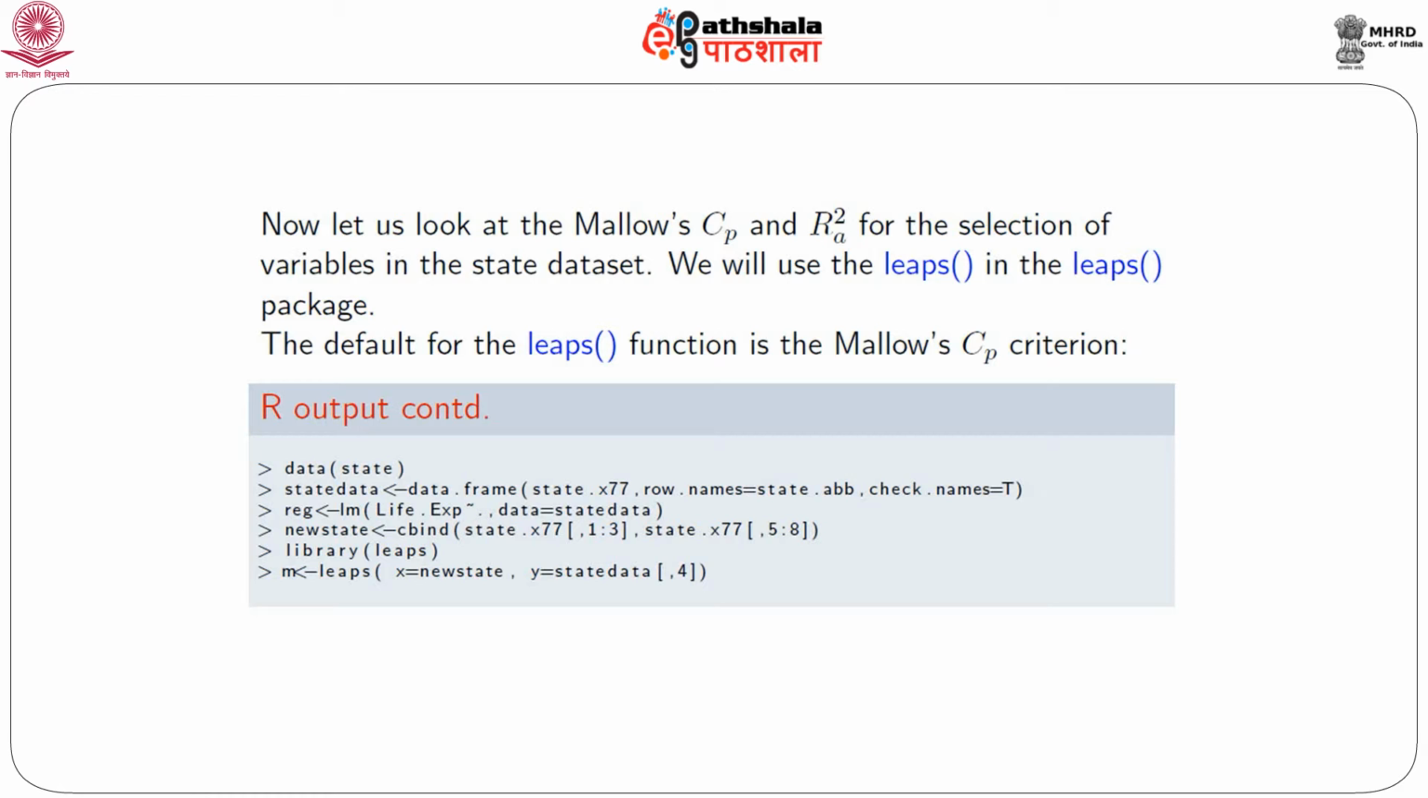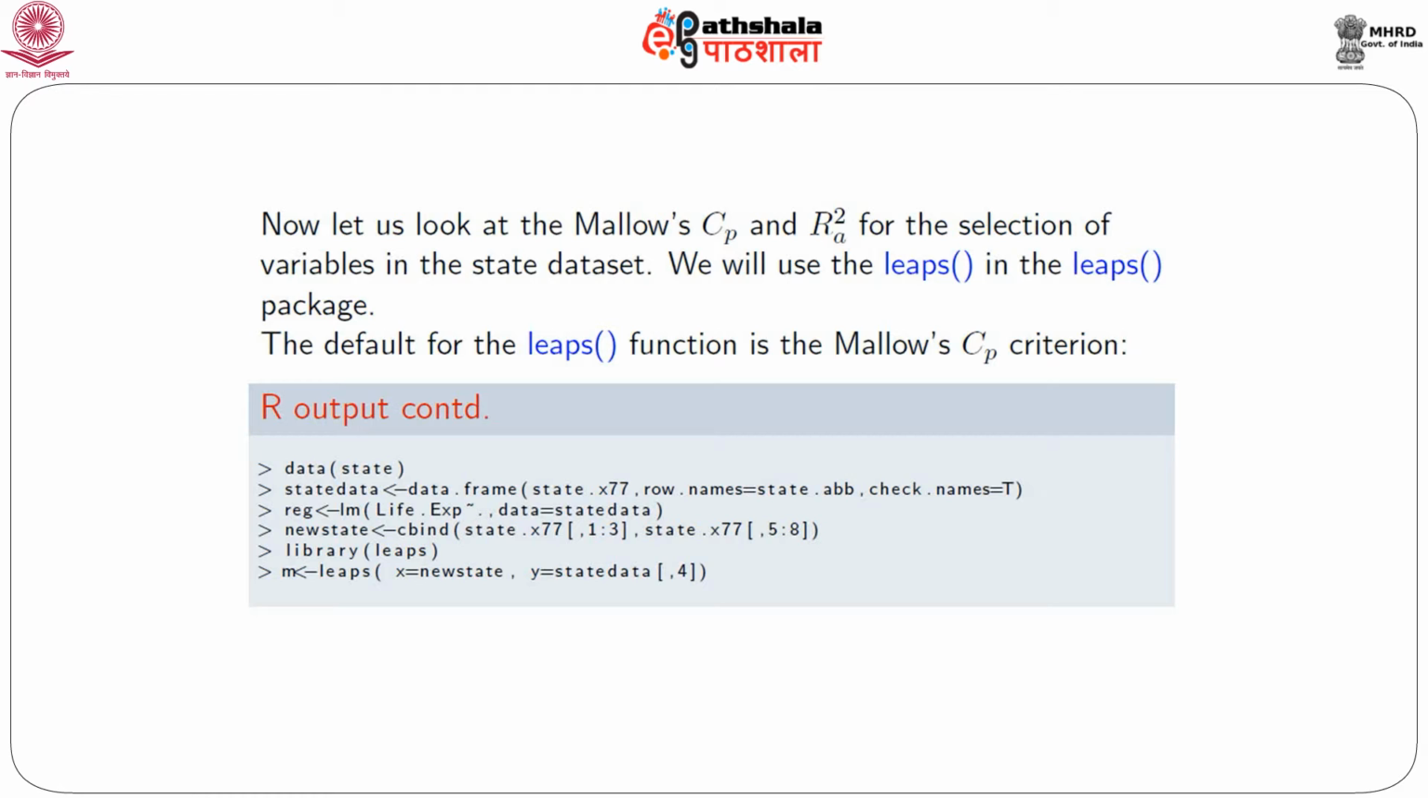Then we use the leaps function and call that m. So, m equals leaps, x equals our new state data, and y equals the fourth column of the state data, which is our response variable.